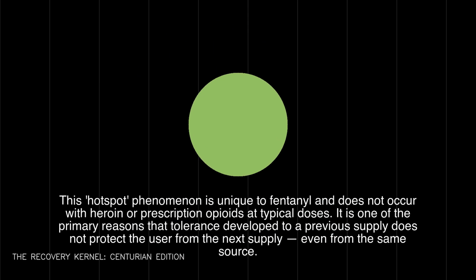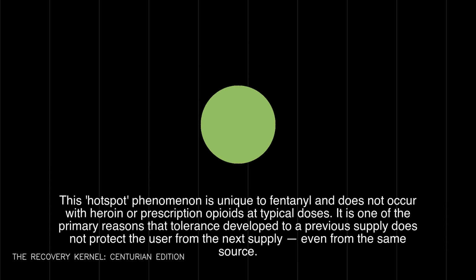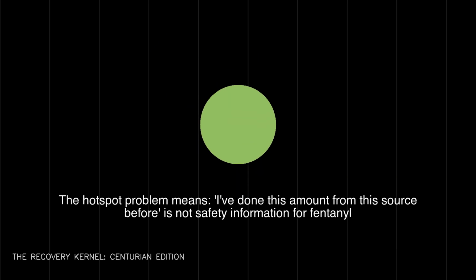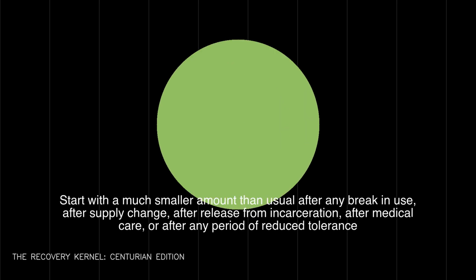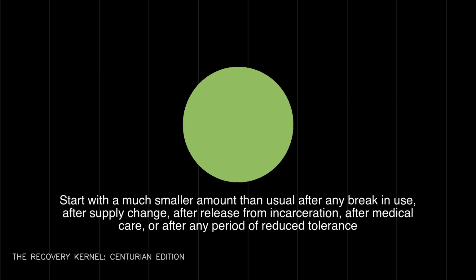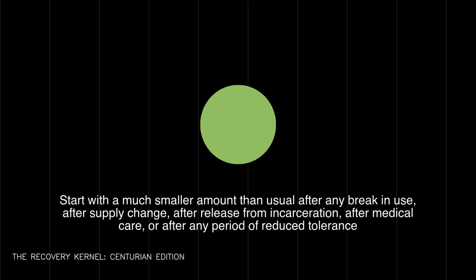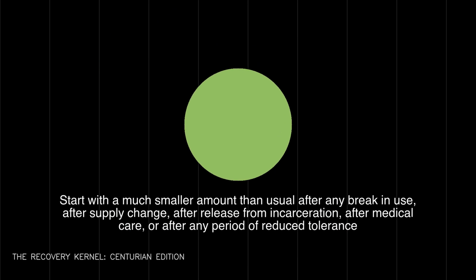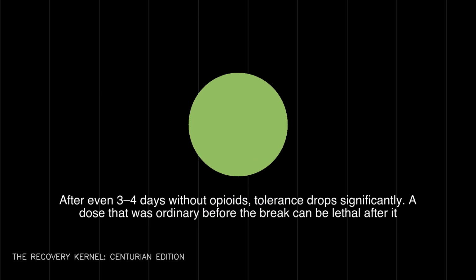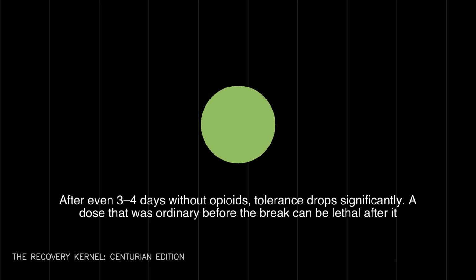Start with a much smaller amount than usual after any break in use, after supply change, after release from incarceration, after medical care, or after any period of reduced tolerance. After even 3 to 4 days without opioids, tolerance drops significantly. A dose that was ordinary before the break can be lethal after it. The most dangerous period for overdose is the 2 weeks following release from incarceration, hospital discharge, or any supervised abstinence period. Tolerance has dropped while cravings and supply access have returned simultaneously.